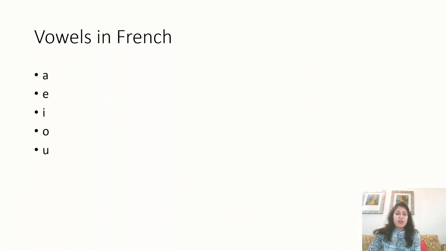Now the sixth vowel which has been added, which is there in French and which is not there in English, is Y. Y is pronounced as Y in French. So these are the six vowels in French language. I hope you have understood that there are six vowels in French language, A, E, I, O, U, Y.